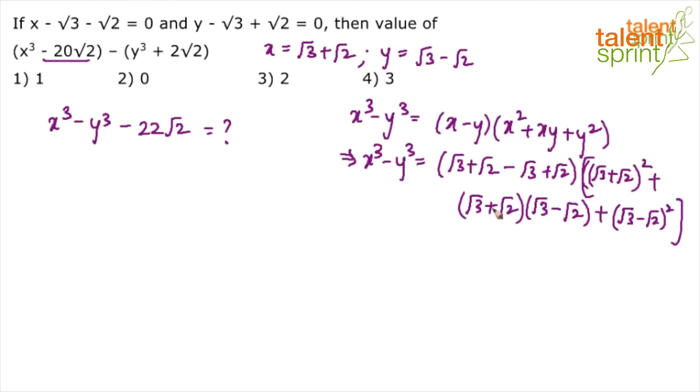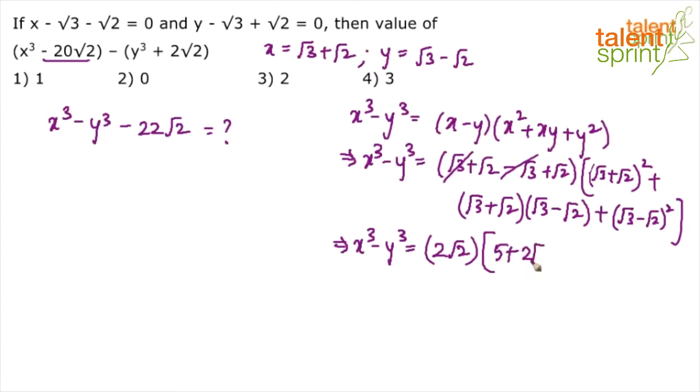Xy will be a plus b into a minus b, so a square minus b square, 1. And y square will be 3 plus 2, 5 minus 2 root 6. But for your clear understanding, I'm writing the intermediate steps as well. Now simplify this. So x cube minus y cube will be equal to this, plus root 3 and minus root 3 gets cancelled. What do we have? Root 2 plus root 2, 2 root 2 into, what do we have in the brackets? Root 3 plus root 2 whole square. So 3 plus 2, 5 plus 2 root 6.